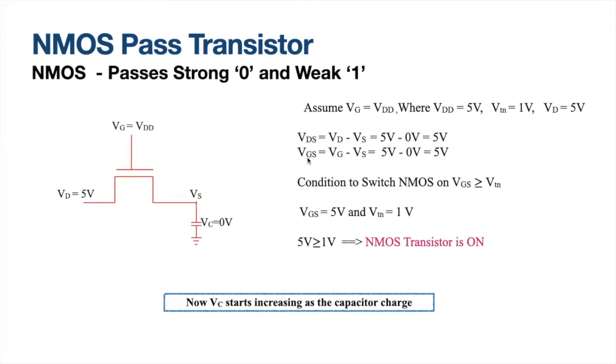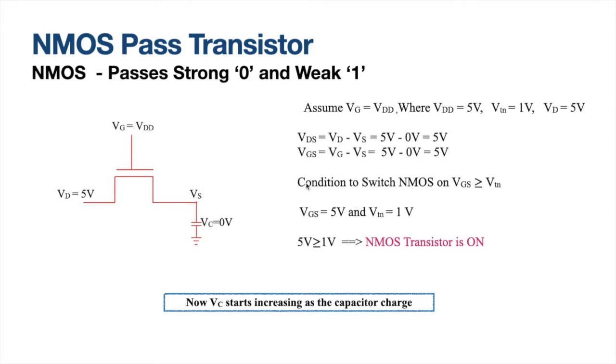We have to calculate VGS also, voltage at gate minus voltage at source. What is the voltage at gate? It is just equal to VDD, which is 5 volts. So 5 volt minus voltage at source is again 0 volts. So 5 minus 0 will be equal to 5.